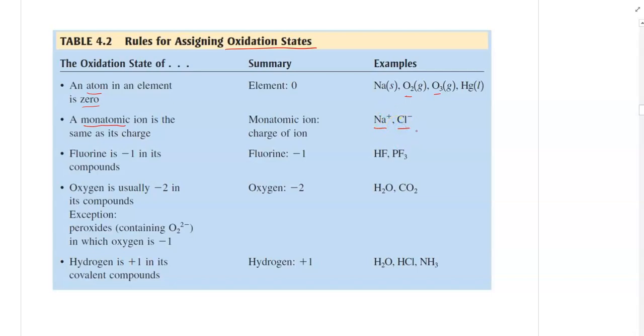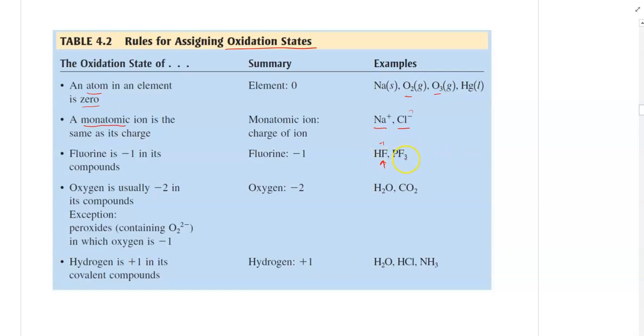Same thing with chlorine. When chlorine becomes the ion, it becomes chloride. This monatomic single atom ion has a -1 charge, so the oxidation state of chloride is also -1. Fluorine. Now, fluorine is going to have its own little special case. The oxidation state of fluorine is -1 when it's in compounds. So if you look at HF right here, this atom of fluorine has an oxidation state of -1.